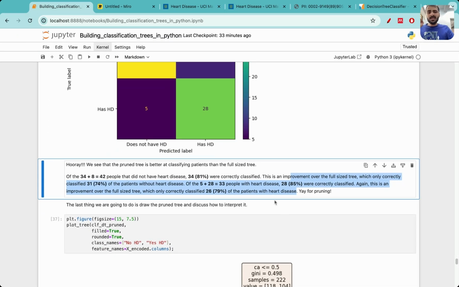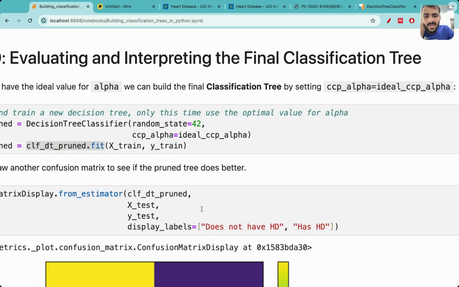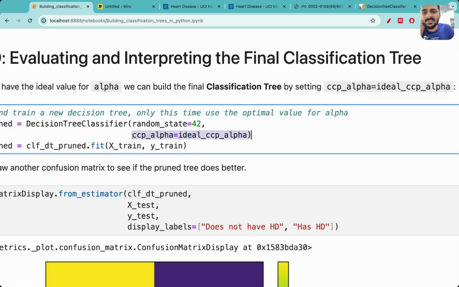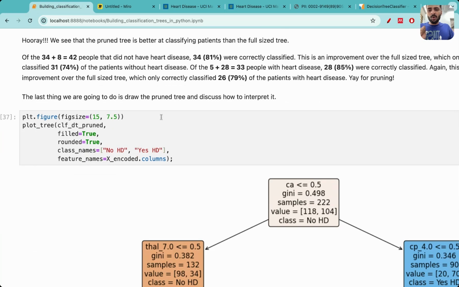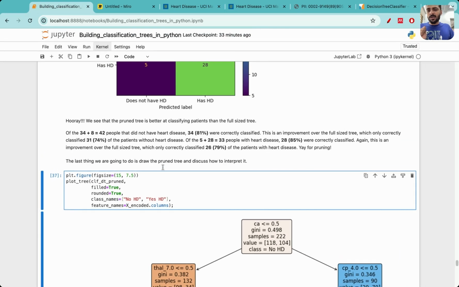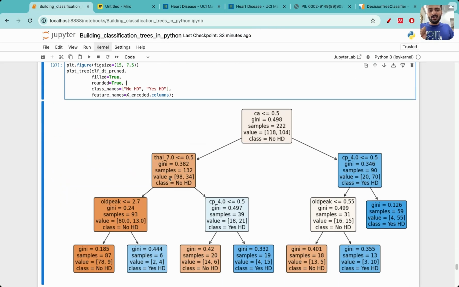which is amazing. And we achieved all of this by actually just adding one parameter here, which is CCP alpha, because we pruned the tree. This is a very practical demonstration of why pruning works and how pruning is actually extremely useful to prevent the overfitting problem. One more amazing thing which I want to show all of you is, now let us actually plot the pruned tree and let us see what it looks like.